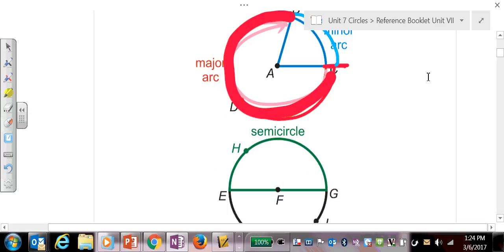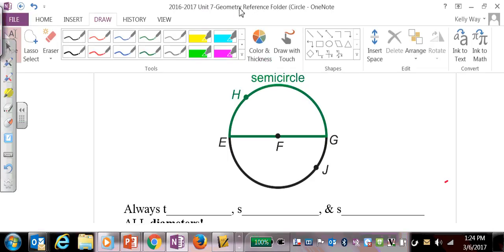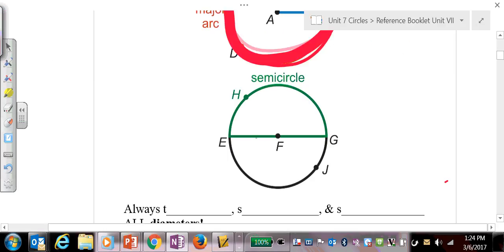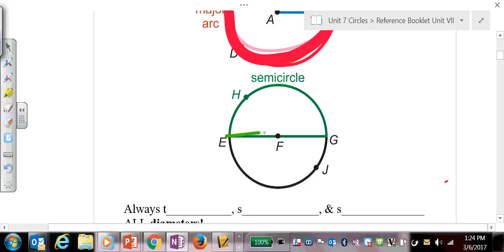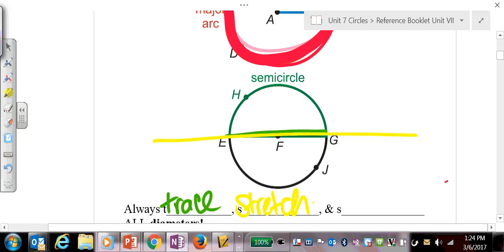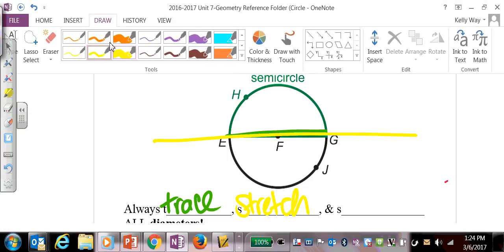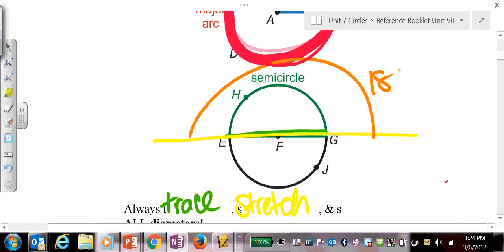That's important for notation. Semicircles. Whenever you have a diameter, you do 3 things with that diameter. Thing number 1, you trace it. Thing number 2, you stretch it out. Does that even show up? It actually does. And then you sweep the 180. Trace, stretch, sweep.